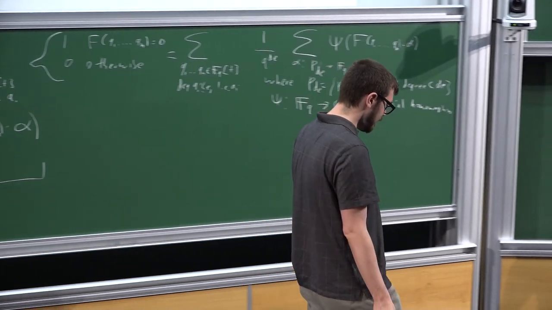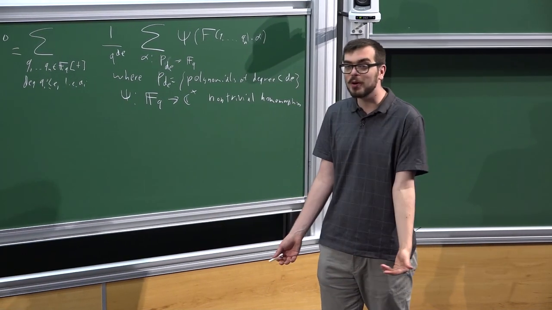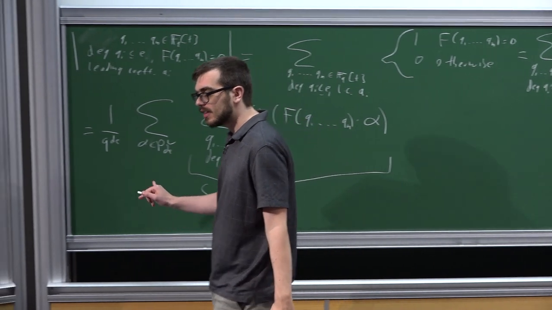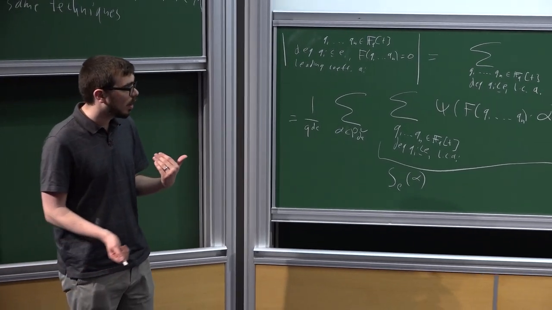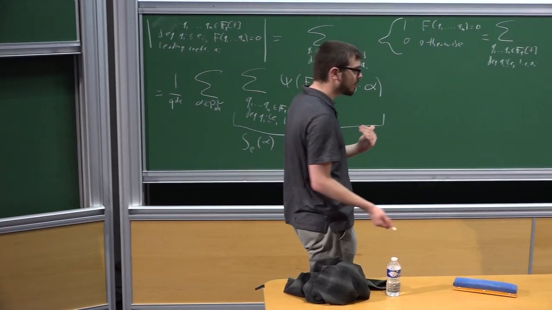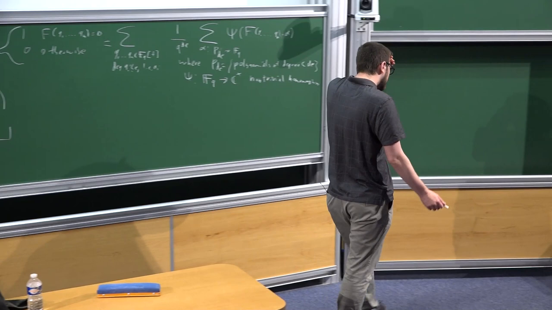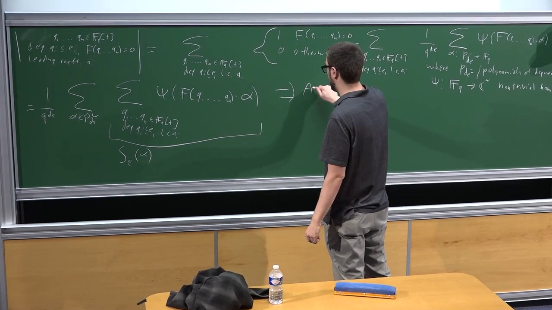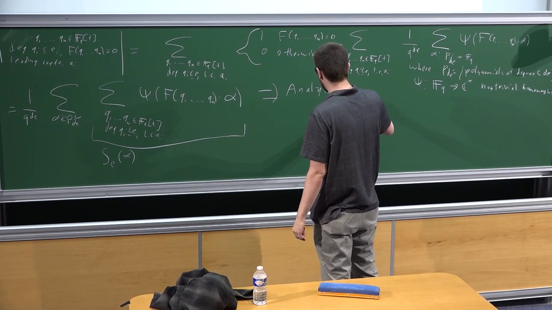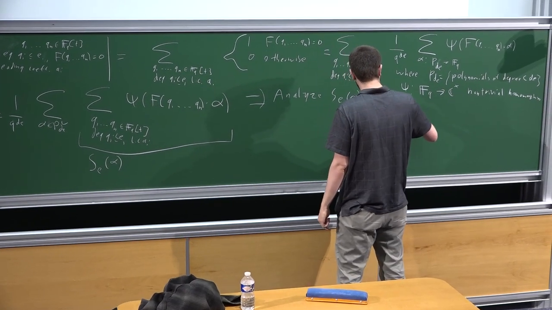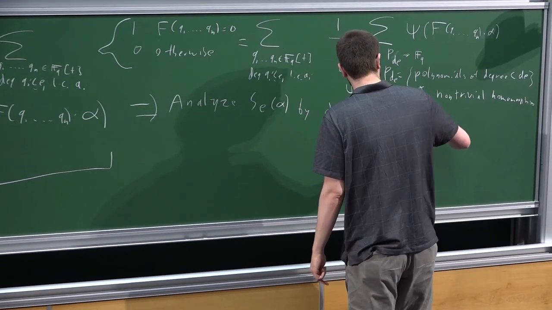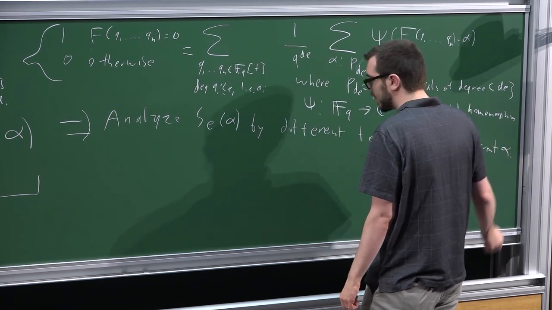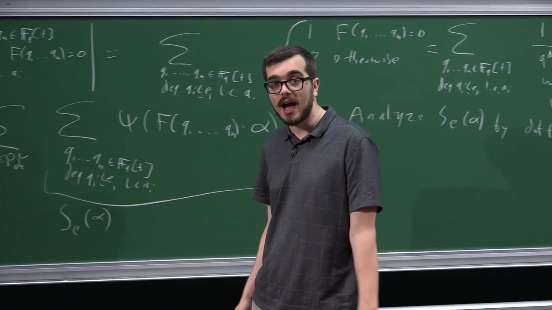And it's very much not obvious that we've improved the situation at all by doing this. It's not obvious that it's easier to understand these functions, S_e of alpha, than our original sum, but it turns out to be the case, and a big part of the reason is that we can now analyze S_e of alpha by different techniques for different alpha.